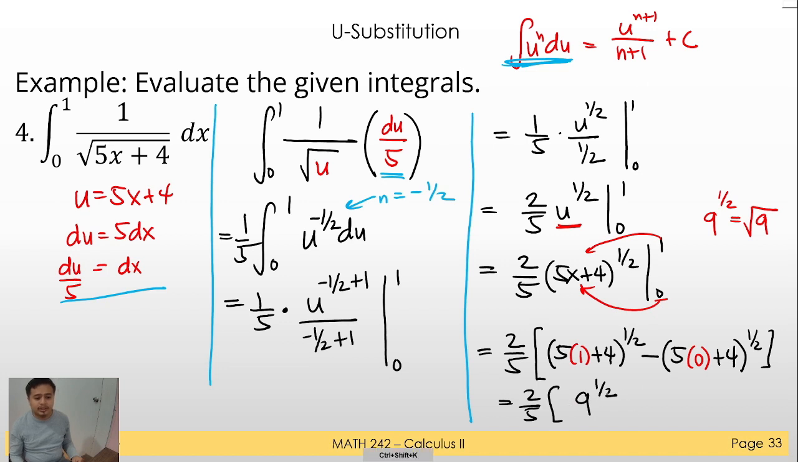So the square root of 9 is 3. Okay, we'll just evaluate this later. And then we have, so this will cancel into 0. So the square root of 4, so 4 raised to 1/2, or the square root of 4, that is equal to 2. So we have here 2 over 5 multiplied by 3 minus 2. So this is equal to 1. So therefore the answer should be 2 over 5.